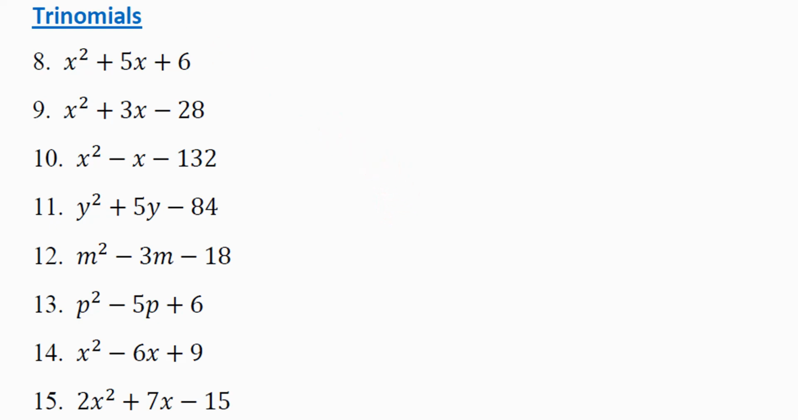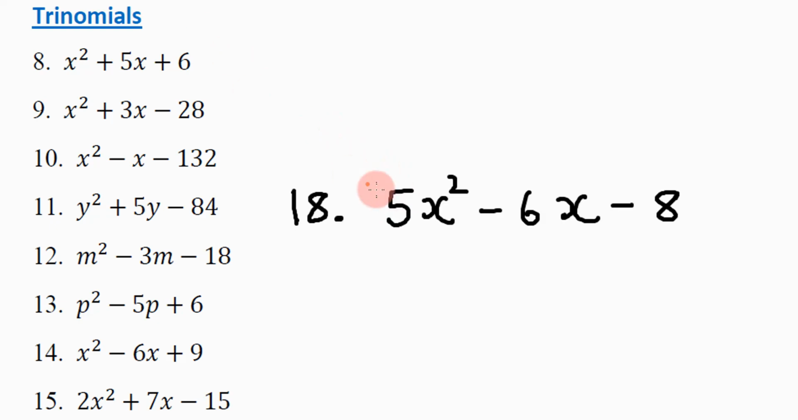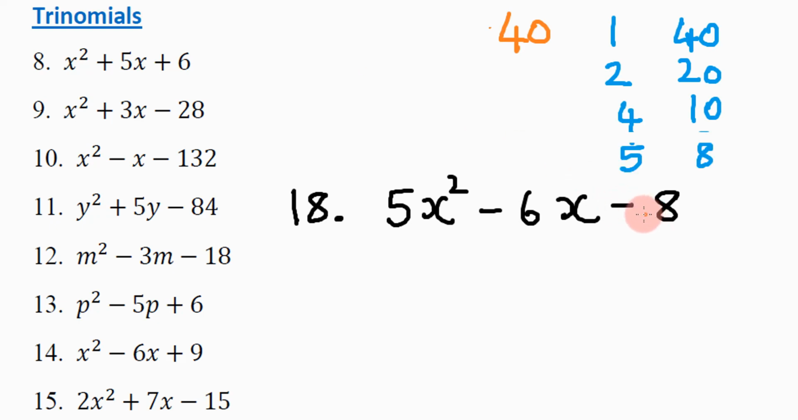Let's look at number 18. Once again, the x squared coefficient is not 1. It's equal to 5. So we're going to use this method. We multiply the x squared coefficient by the constant. And we can ignore the sign at this point. So 5 times 8, of course, will give us 40. Now we list all the factors of 40. It's going to be 1 and 40, 2 and 20, 4 and 10, and 5 and 8.